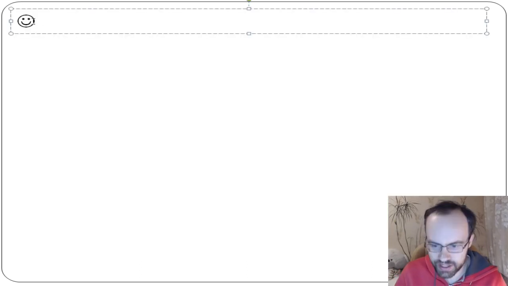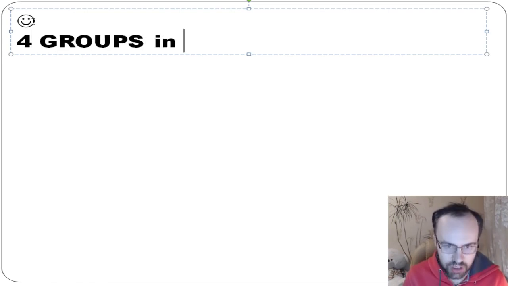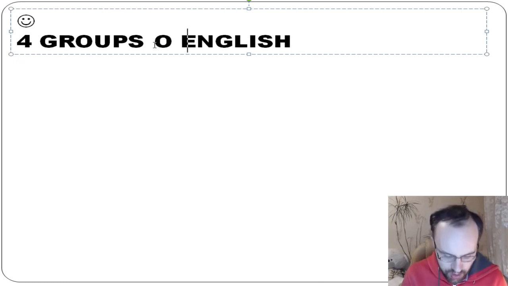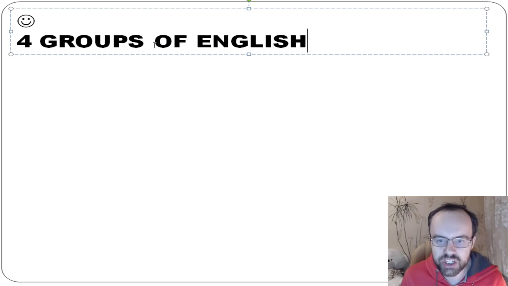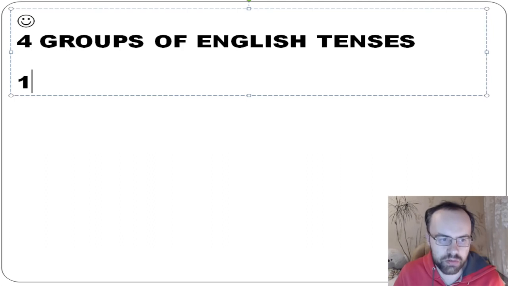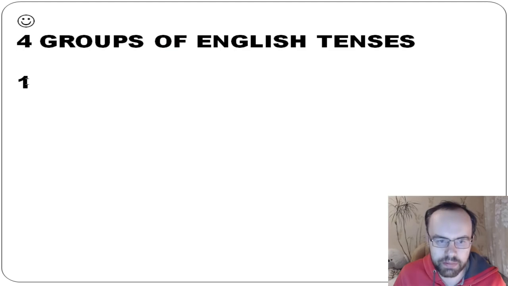You just need to understand that there are four groups in English, four groups of English tenses. So the first group, as you see, we call this group simple.